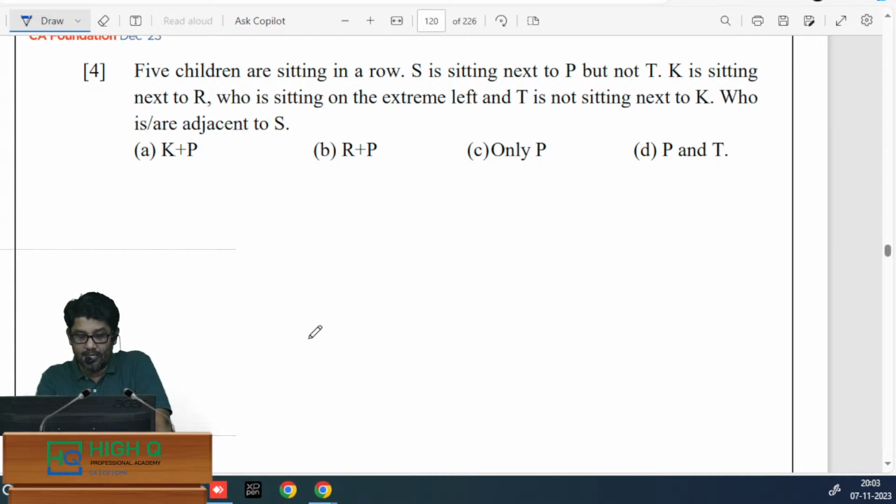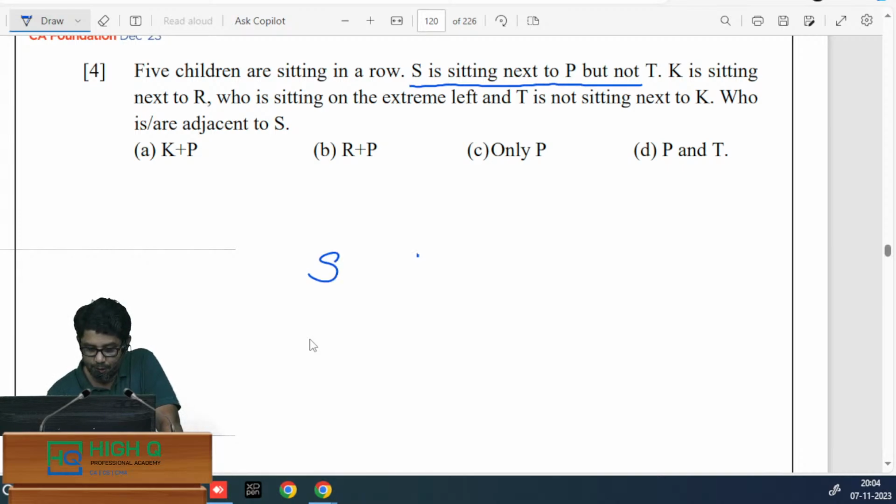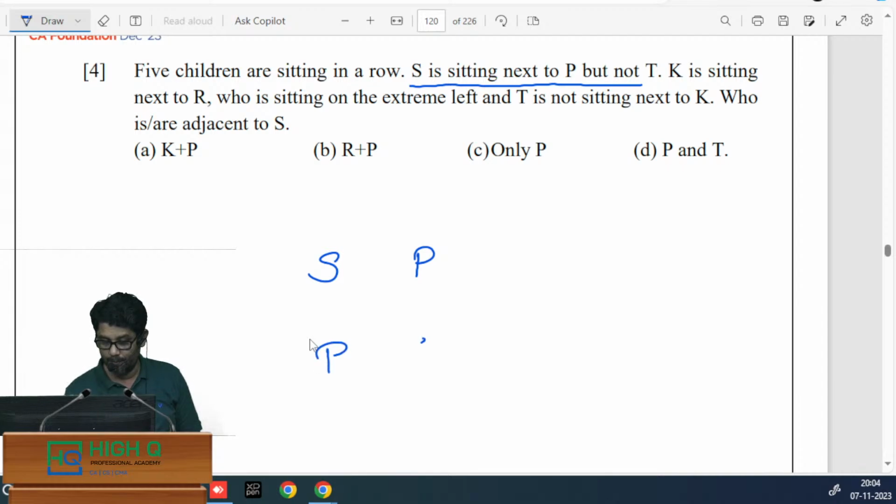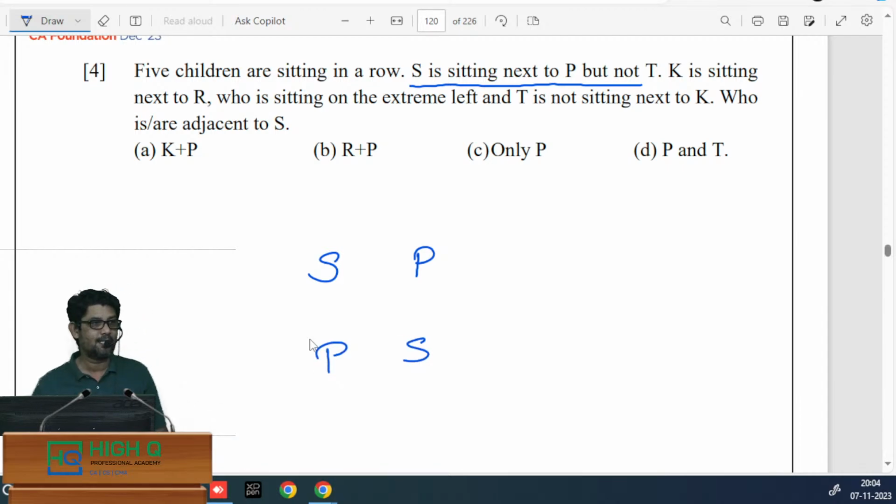Now, 5 children are sitting in a row. S is sitting next to P but not T. Listen here. First hint is what? S is sitting next to P, but they did not mention right or left. Do you all agree, my dear? So either this way or this way. Both are right only. In both the cases, S is sitting next to P. Am I right, my dear?